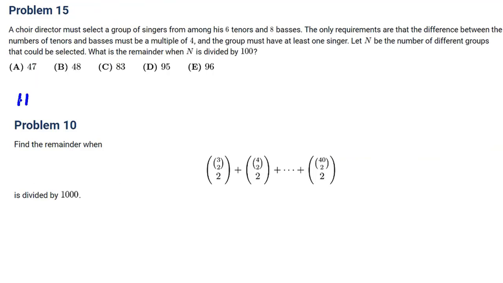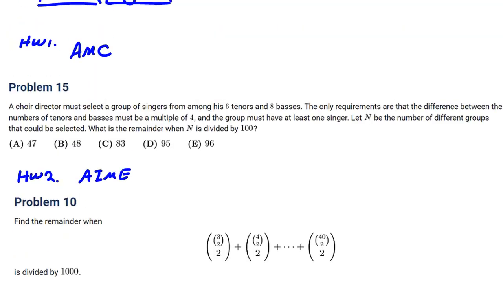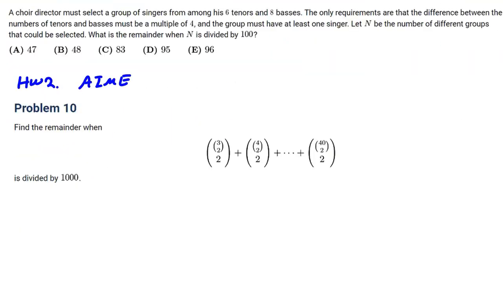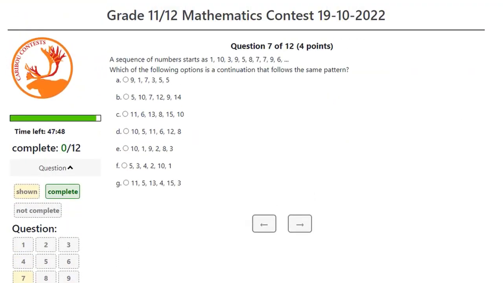As homework two, you can also solve this problem from AIME. The level after AMC, the American Mathematics Competitions, is AIME. Okay, so we've considered 7 ideas and 2 homeworks.